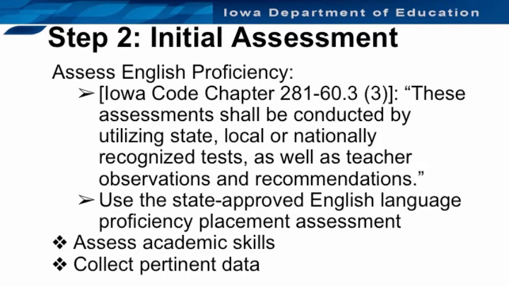Step 2. During the initial assessment, you must assess English proficiency. Iowa Code Chapter 281, 60.3, subsection 3, states that these assessments shall be conducted by utilizing state, local, or nationally recognized tests, as well as teacher observations and recommendations. You must use the state-approved English language proficiency placement assessment. You must also assess academic skills and collect pertinent data.